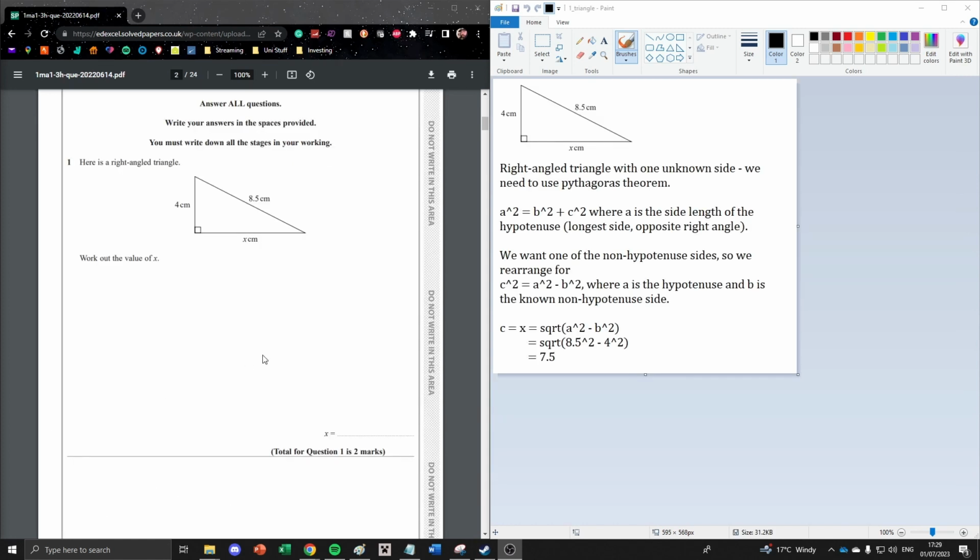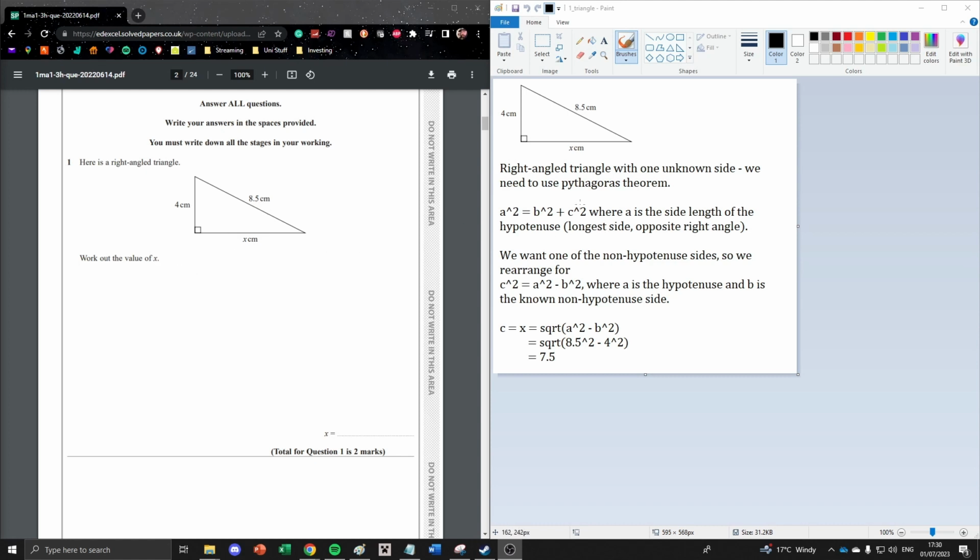Question 1 is looking at Pythagoras' theorem. We're given a right angle triangle with a short side 4 centimeters, an unknown short side of x centimeters, and a hypotenuse of 8.5 centimeters, and we're asked to find the value of x.